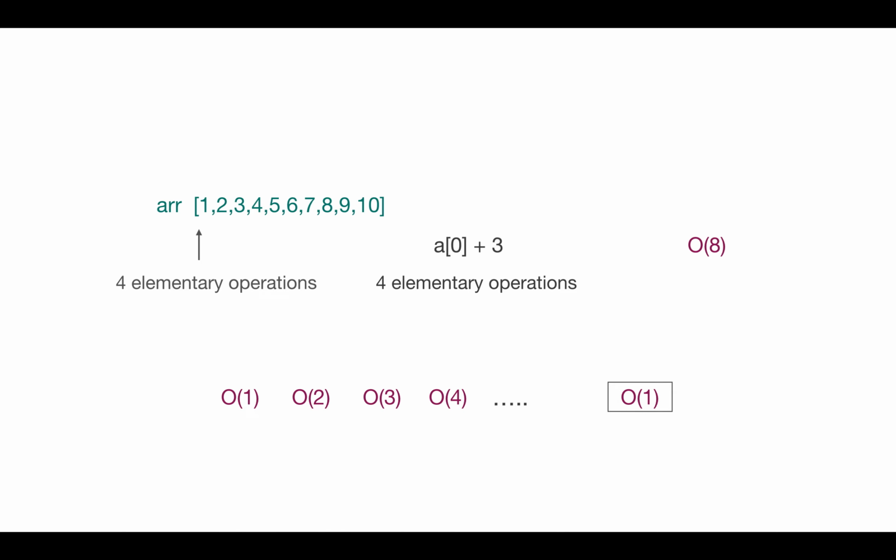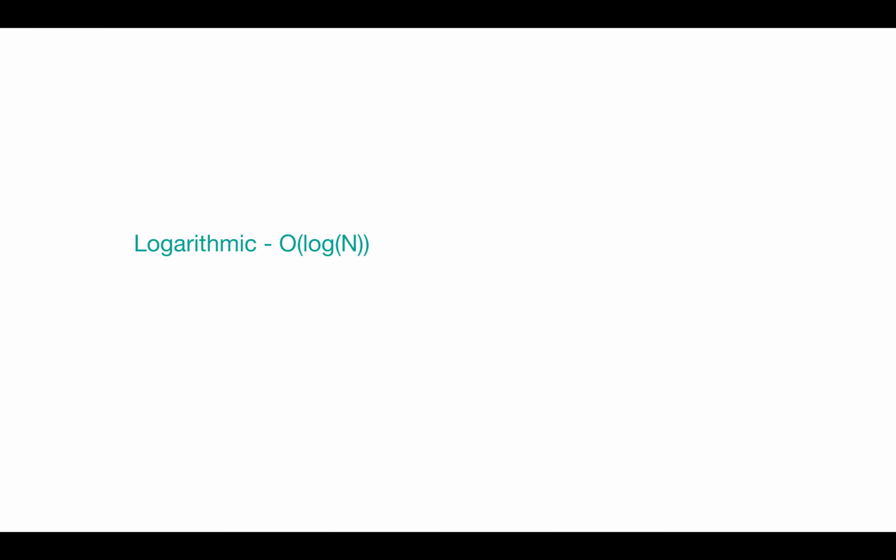Next is logarithmic complexity. Logarithmic or log n complexity is also very powerful. However, the best one is constant time complexity, because constant time complexity does not vary if the input changes or increases. This logarithmic complexity is also good because it does not increase as fast as the input increases.